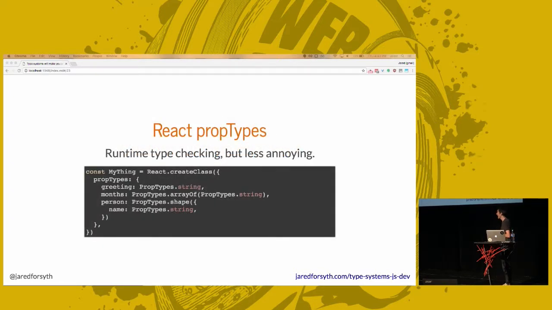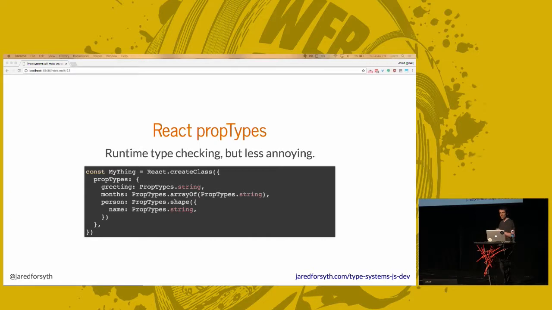Now, if you're familiar with React, React has this thing called propTypes, which are essentially custom runtime checking done right. It's much easier because they provide all these functions for you, and they do the checks themselves, so it's not cluttering up your code. You just say, this component wants a greeting that's a string, and months that's a list of strings, etc. And at runtime, React will check, was this component called with the right arguments? And it'll do a console.warn if it wasn't.